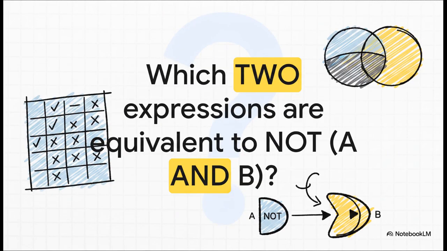To wrap up our explainer today, I'm going to leave you with this final provocative AP exam check directly from the source material. Which 2 expressions are equivalent to not (A and B)? Think carefully about De Morgan's laws, how that not operator flips the logic, and how you could systematically use a truth table to prove it to yourself. Apply what we've just covered, dive into the combinations, and see if you can crack it.